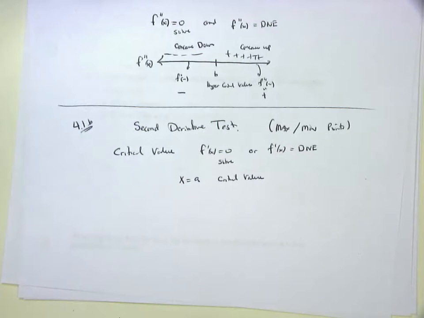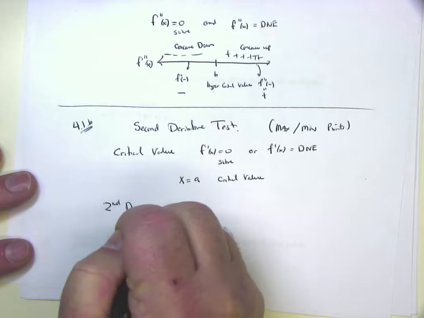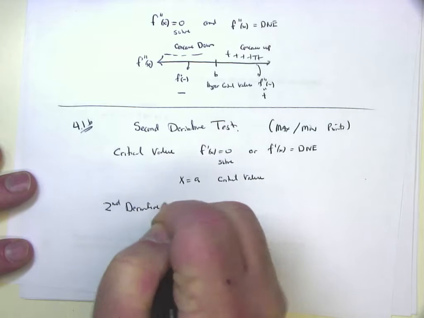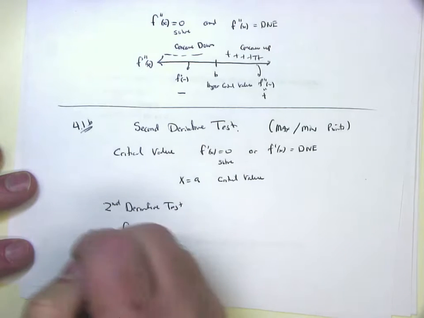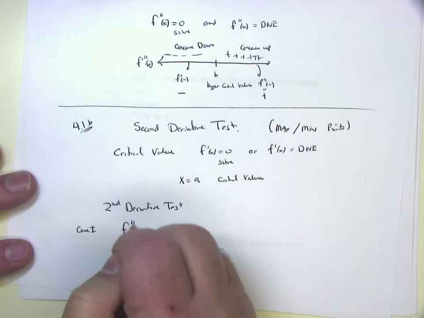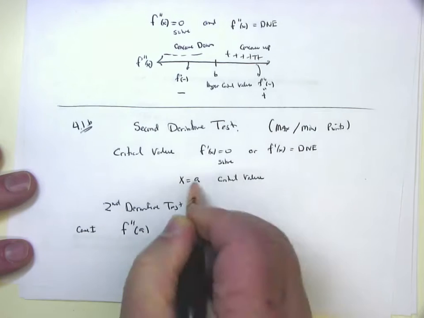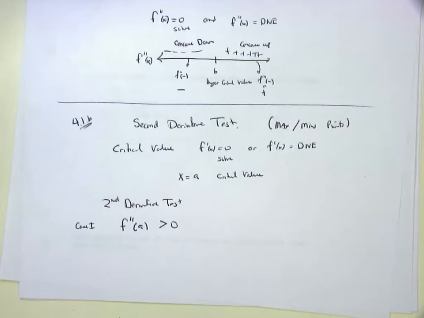This is called the second derivative test. The second derivative test says this. Take your critical value and plug it into your second derivative. So you've got two cases. Case 1. If the second derivative evaluated at your critical value is greater than 0. Now remember, a is a max-min point. But which one is it? You've got a 50-50 shot on this thing. The second derivative will tell you.